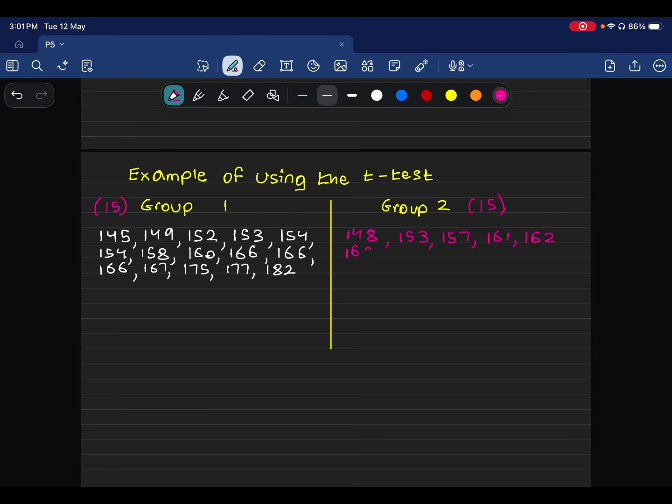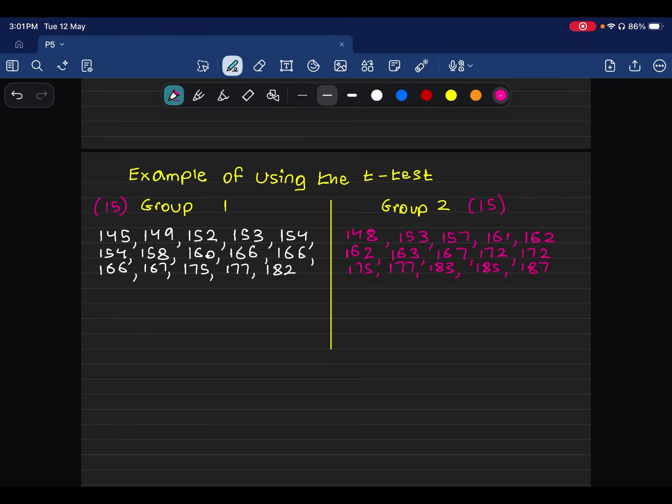162. Let's take 162 again. 163, 167, 172, 172, 175, 177, 183, 185, and 187.